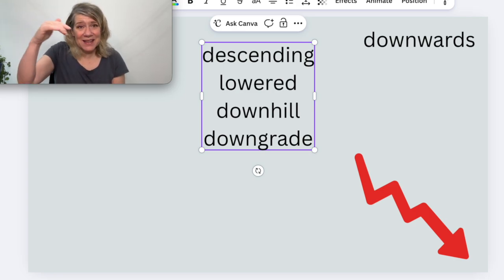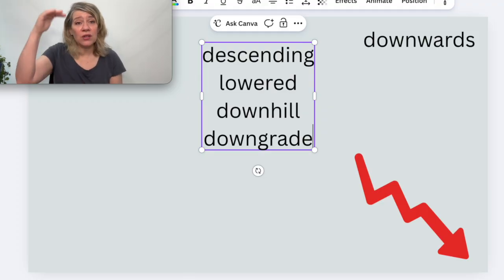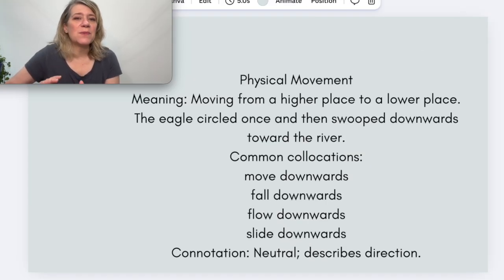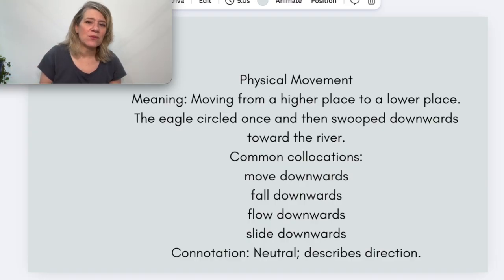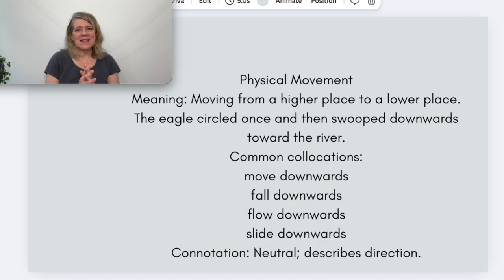Downwards is anything that goes from higher to lower. It's the direction of the movement. Let's look at some examples. So in physical movement, it's moving from a higher place to a lower place. For example, the eagle circled once and then swooped downwards toward the river. You can move downwards or fall downwards, flow downwards, slide downwards. This describes a direction and it's pretty neutral.